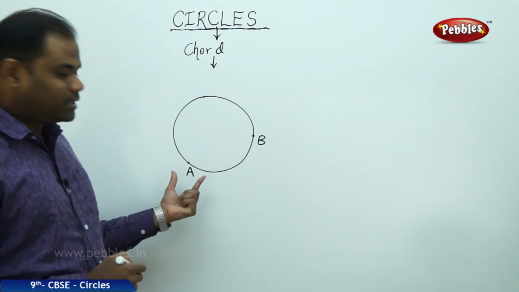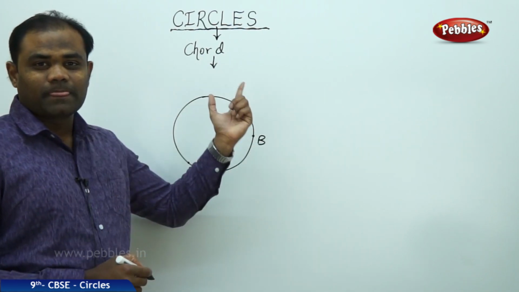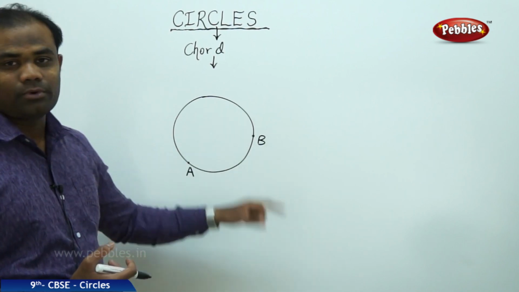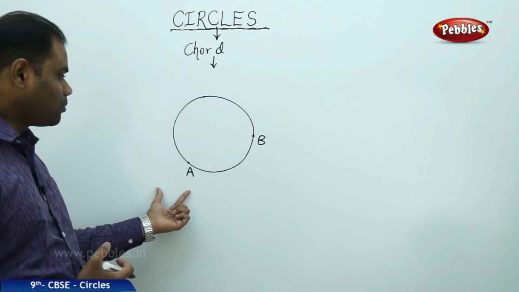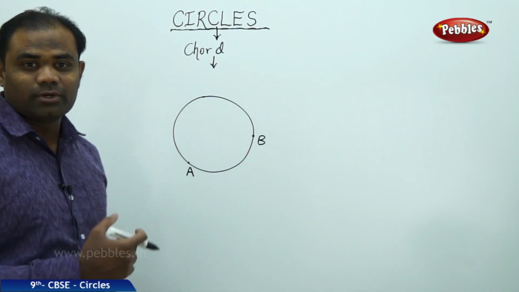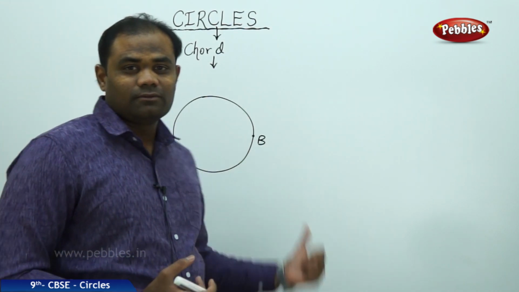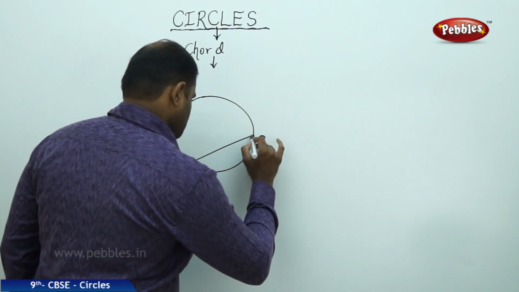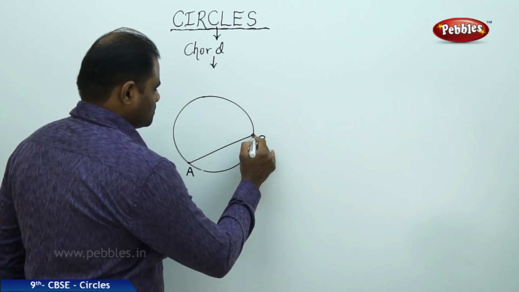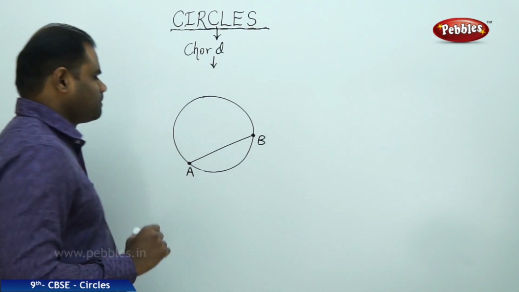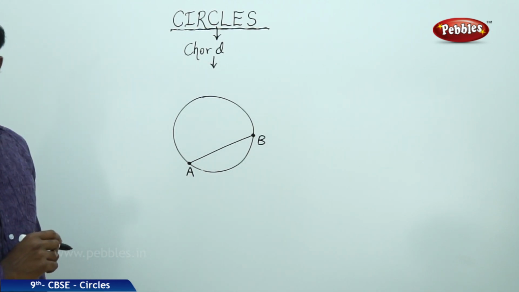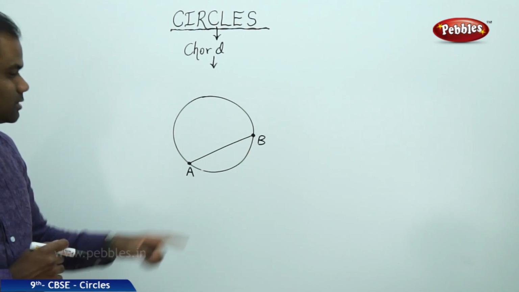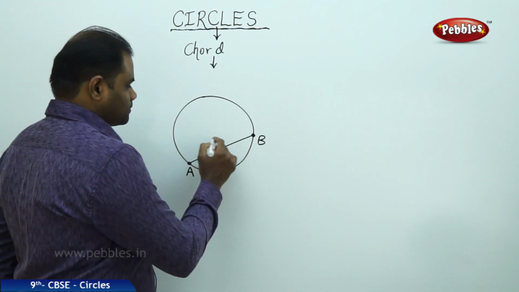So for these 2 points A and B on the circle, a chord is defined as the line segment joining any 2 points, in this case, joining the points A and B. So let's join the points A and B for this circle. So here I have a line segment which joins the 2 points A and B. So this line is called the chord.